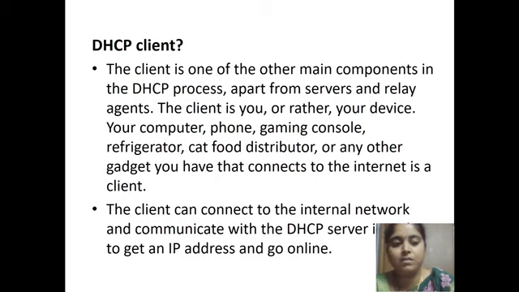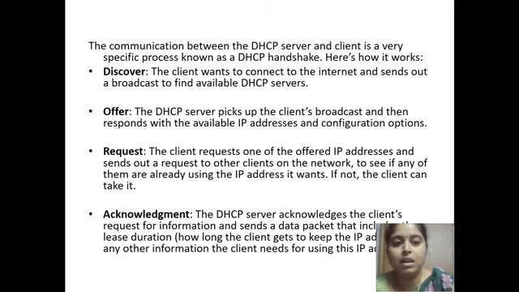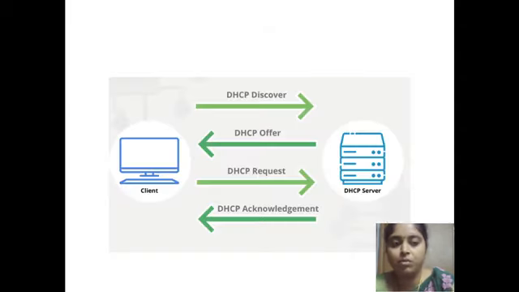After that, we discussed the processes that happen: discover, then offer, then request, and acknowledgement. These four processes mainly happen in the DHCP server. They are DHCP discover, DHCP offer, DHCP request, and DHCP acknowledgement.